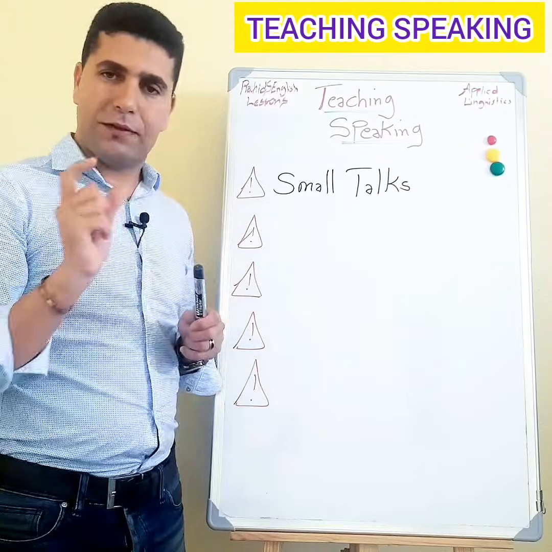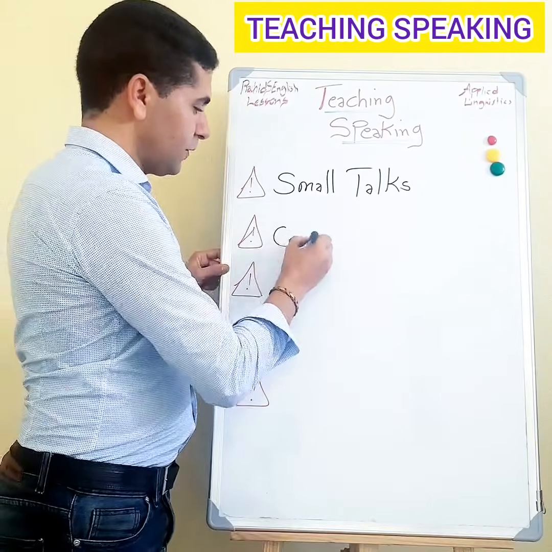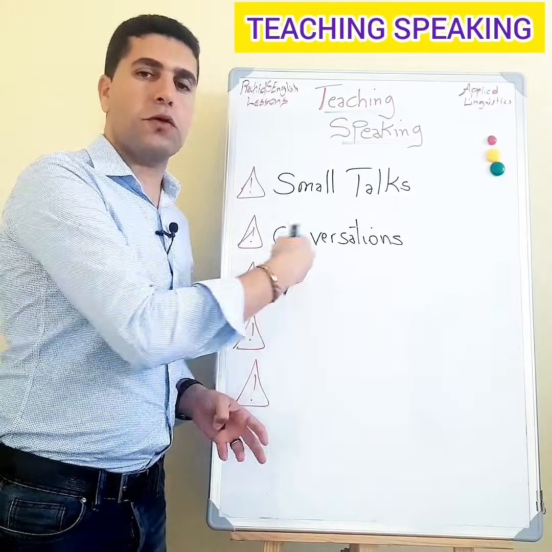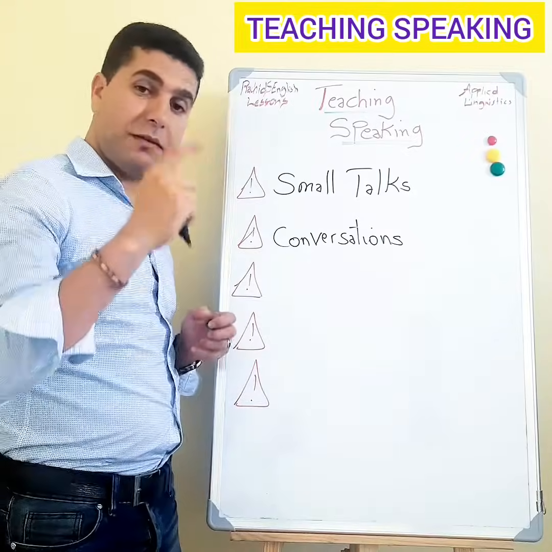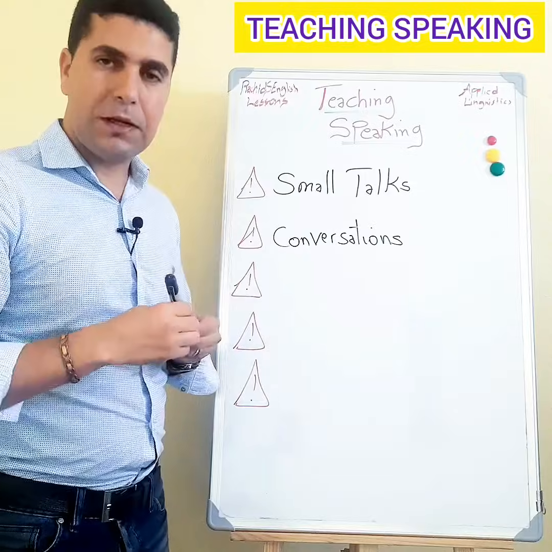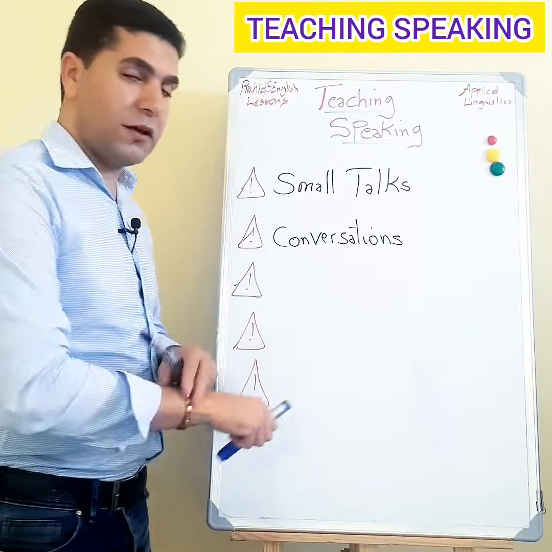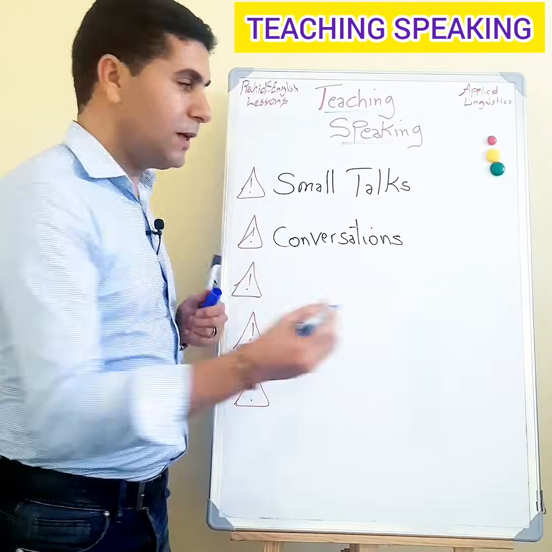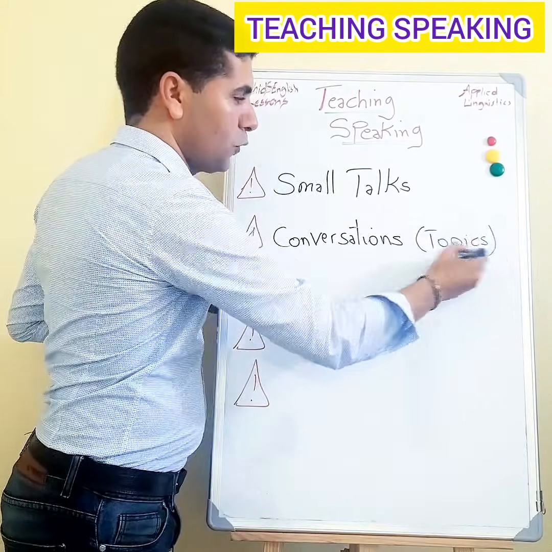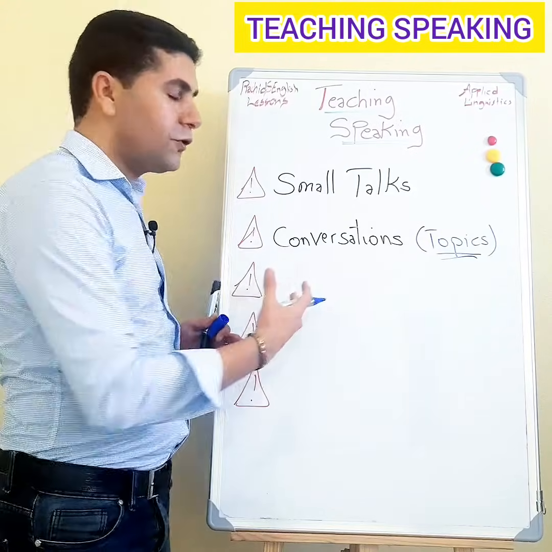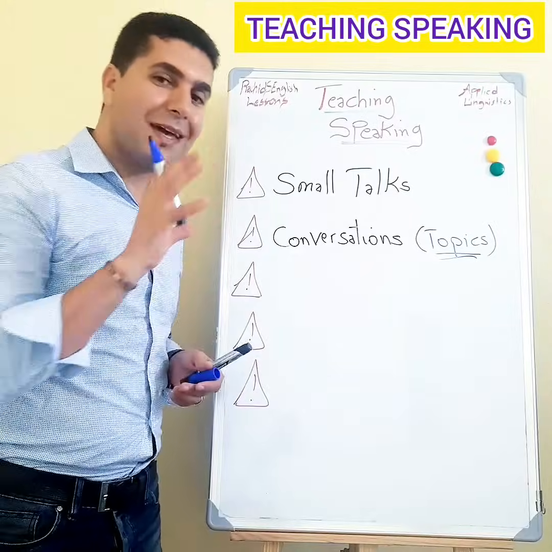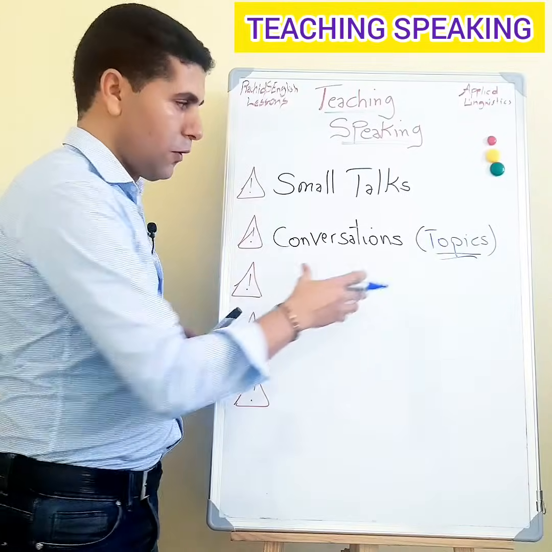So number 2, and this is very important, is what we call conversations. So we are going from simple ones to the most difficult or the most complicated ones. Okay, so a conversation is very simply longer than small talks, and what you have to keep in mind about conversations is that there must be a kind of topic, or we can call them topics. So if you want to teach conversations, there must be topics. You give students topics or encourage students to come up with their own topics.